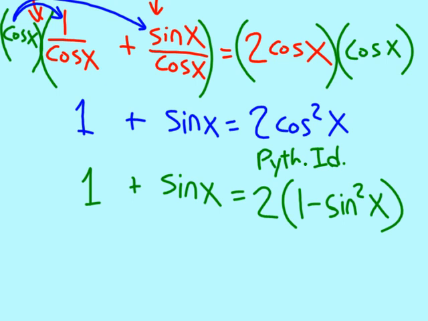That took an equation that had 2 different trig functions and reduced it down to a single trig function, just sine of x. Now yes, there's a sine of x and a sine squared, but at least it's the same trig function. So let's just do a little bit of algebra here. Let's distribute the 2 on the right side: 2 times 1 and then 2 times minus sine squared of x.